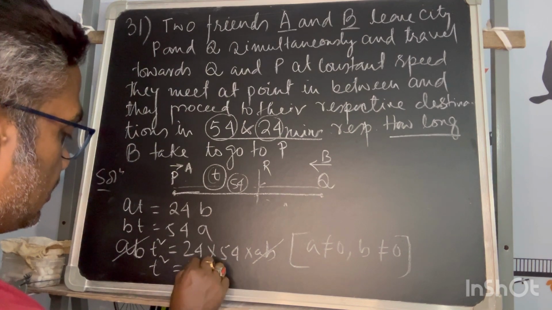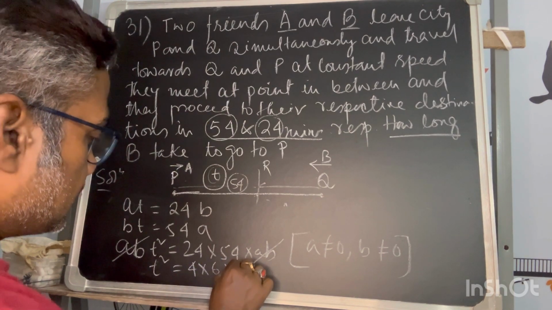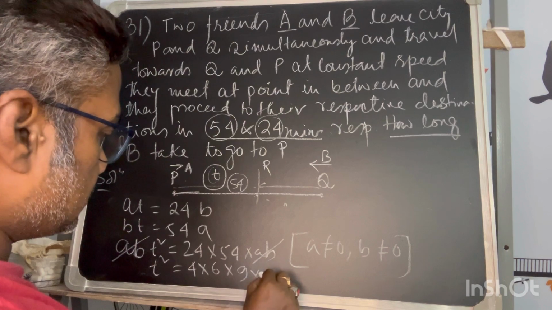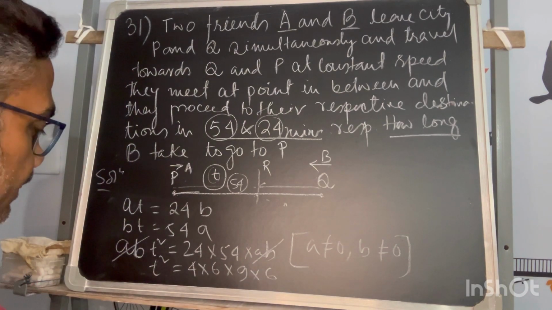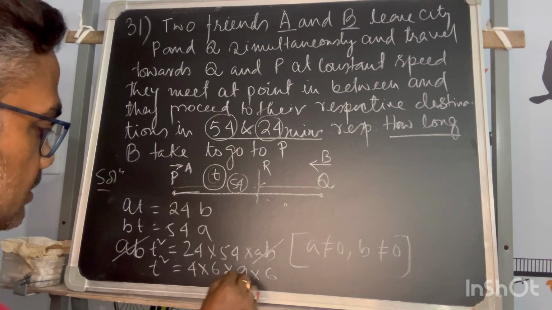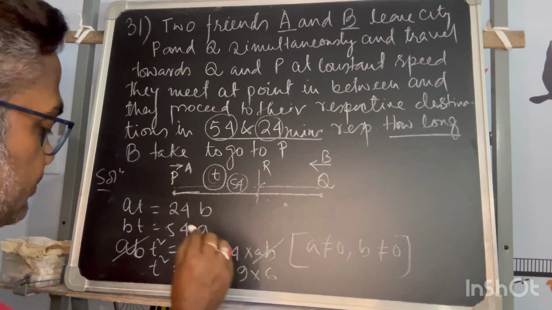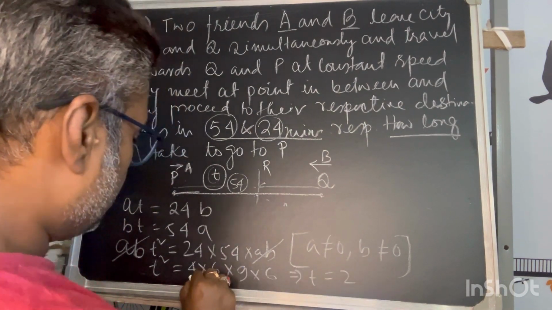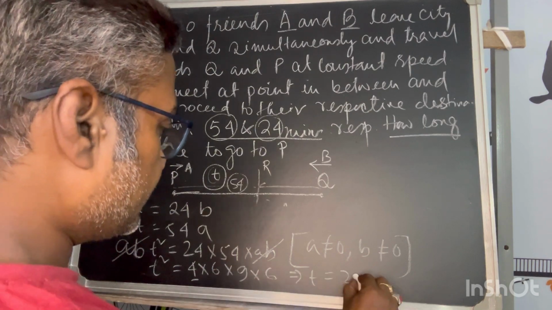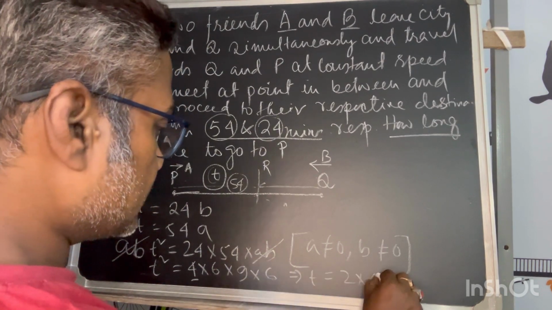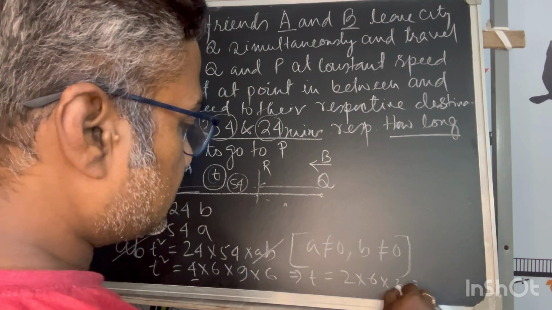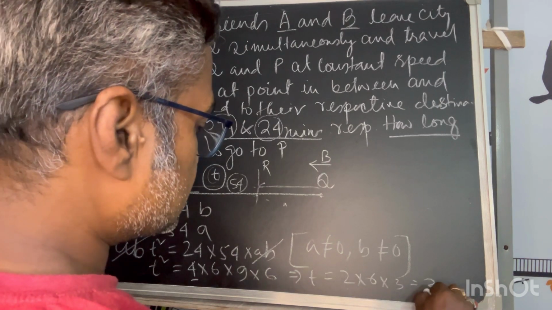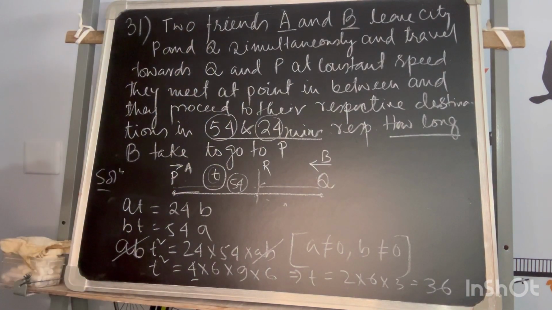So this can be 4 into 6, 6 into 9. So this together is a perfect square. So what would be your T then? 2 from this, 6 from this, and 3 from this. So 3 into 2 is 6, 6 into 6 is 36. So T is your 36 minutes.